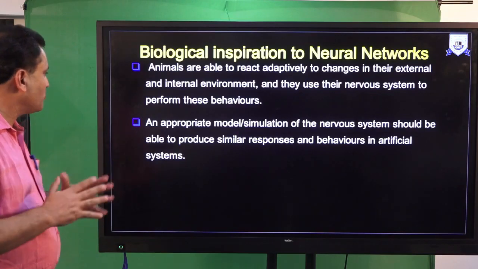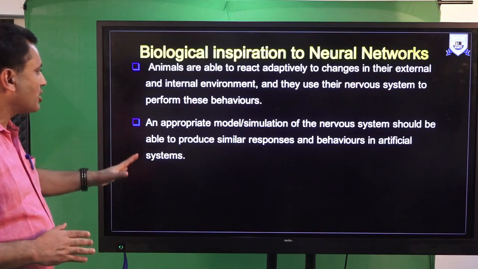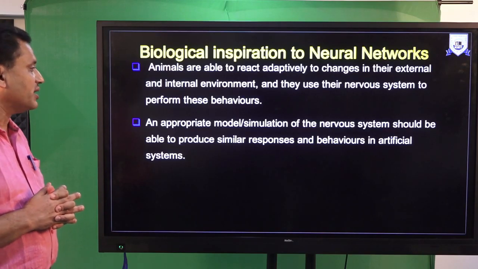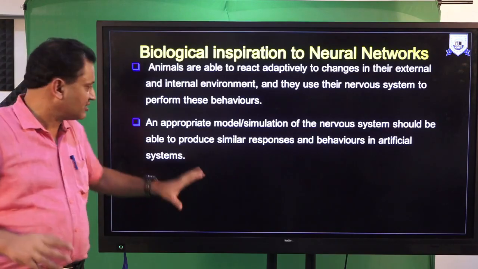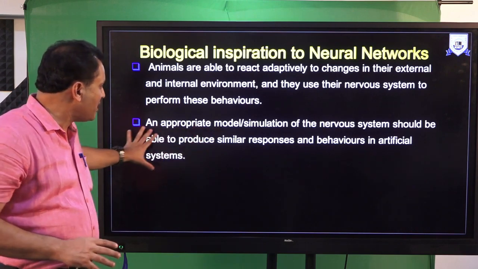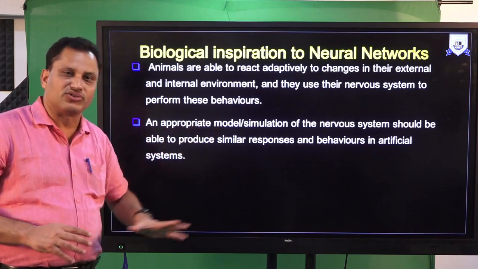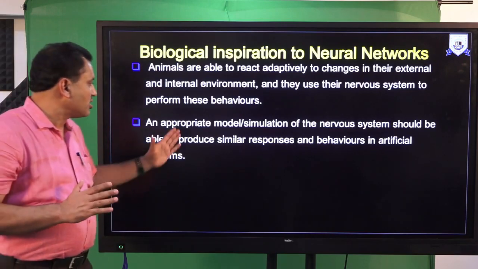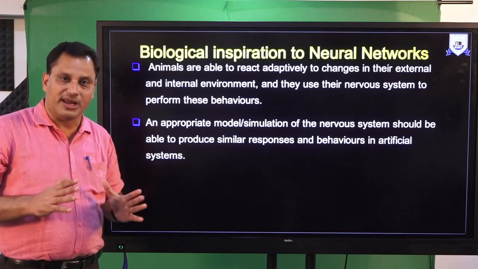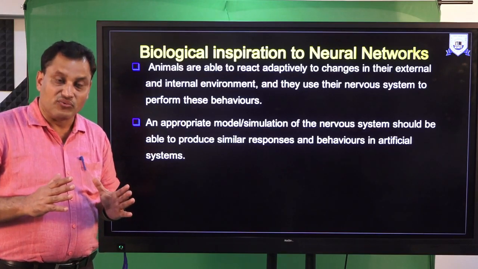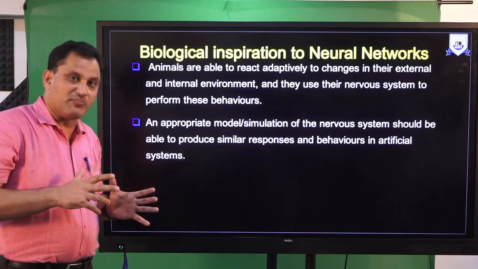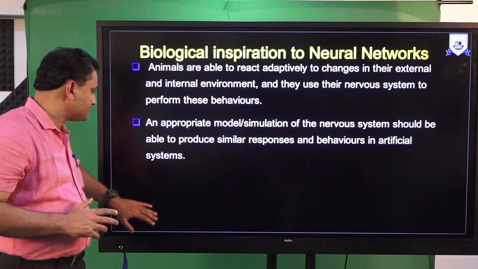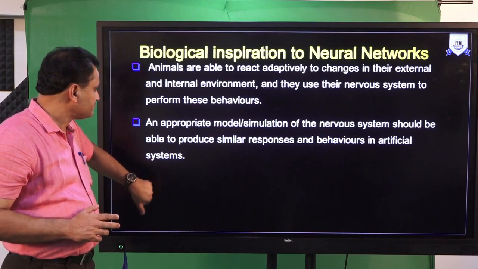That is a biological inspiration. An appropriate model simulation of the nervous system should be able to produce similar responses and behavior in an artificial system. That sentence is a complete statement about the subject. So here, what are we going to do? We are going to design a mathematical model which can simulate it, so that the system can behave like a human being. All right, I hope you understand.